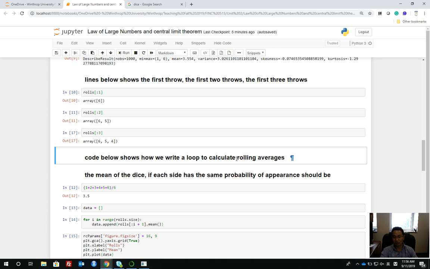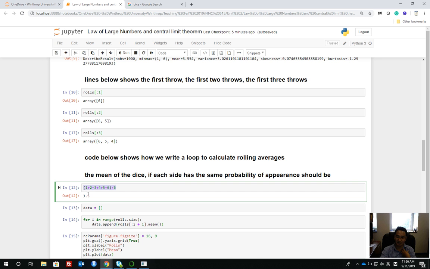The code below shows how we write a loop to calculate a rolling average, right? You just want to see, because we are interested in the average, right? What should the average be? If you throw it many times, it should be the average of those, because we assume every number should happen with exactly the same probability, and if you average them, on average you get 3.5, right? So that's what we are doing here. We can do it 1 time with the average, 2 times with the average, 3 times with the average, right? Is that making sense? And that's what we are doing.